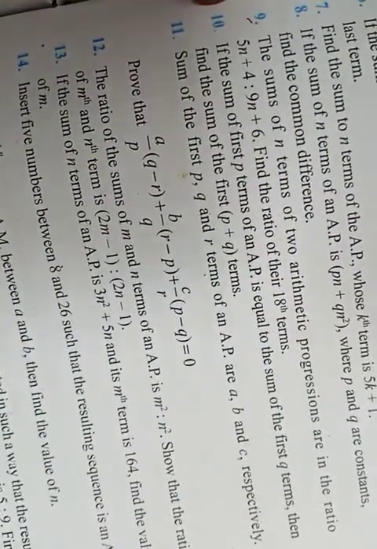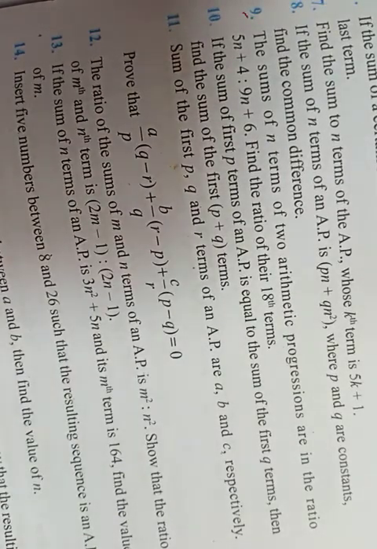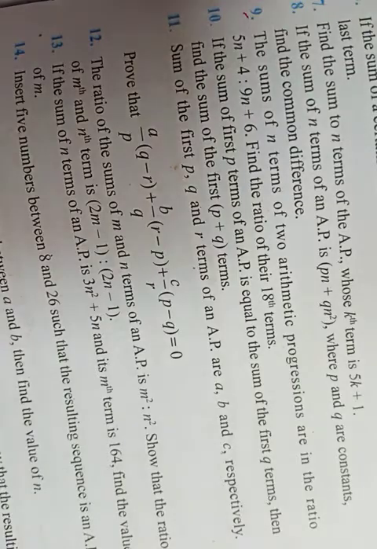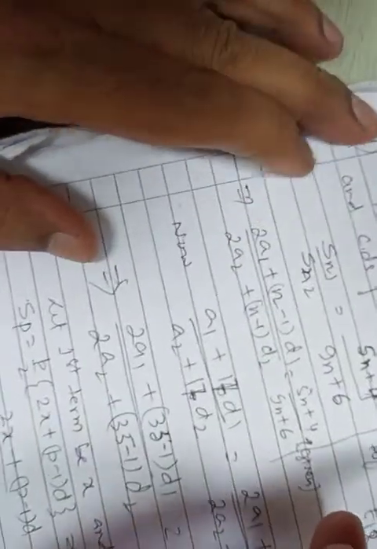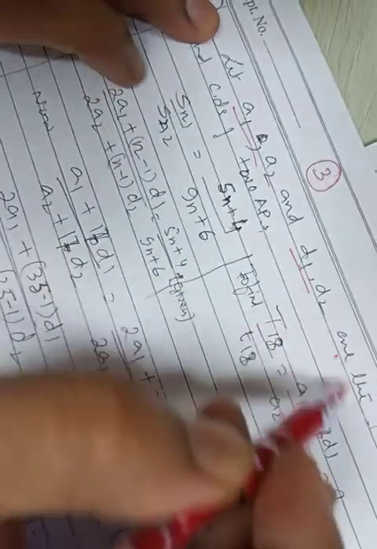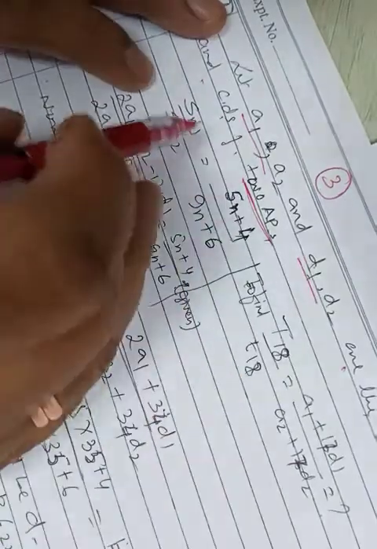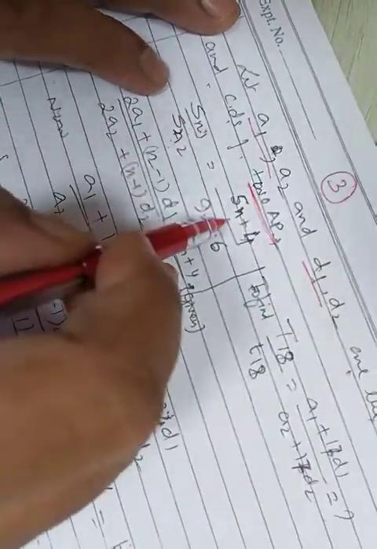Now some more questions from the previous exercise. Question number 9. The sums of n terms of two arithmetic progressions are in the ratio 5n plus 4 and 9n plus 6. Find the ratio of the 18th terms. So two arithmetic progressions are there. I have started: let a1, a2 and d1, d2 be the first terms and common differences of the two APs. So the ratio of their sums of n terms is given as this much.